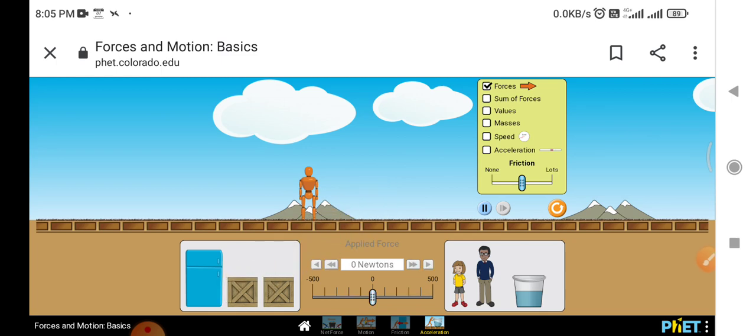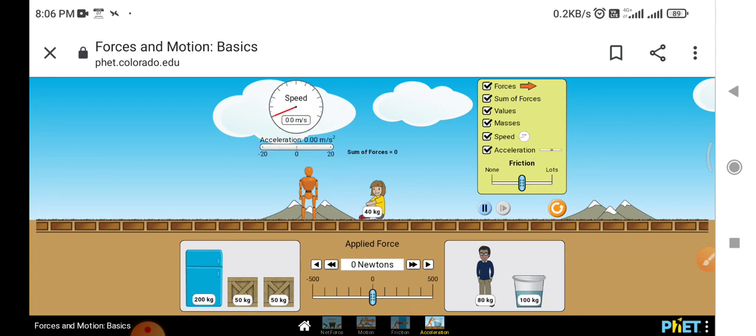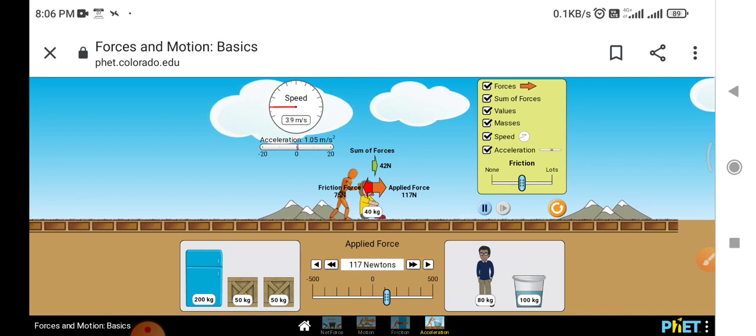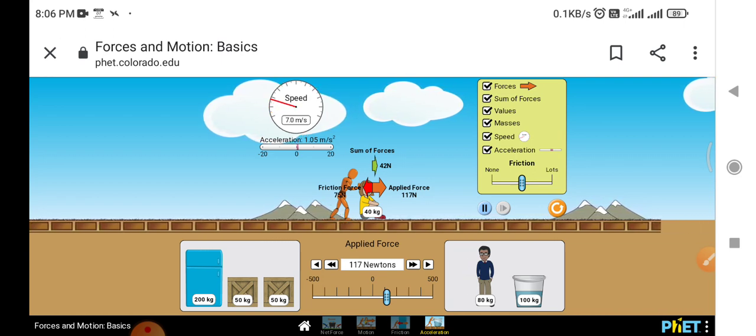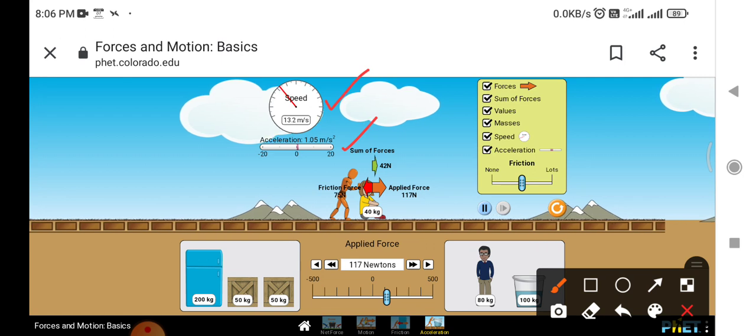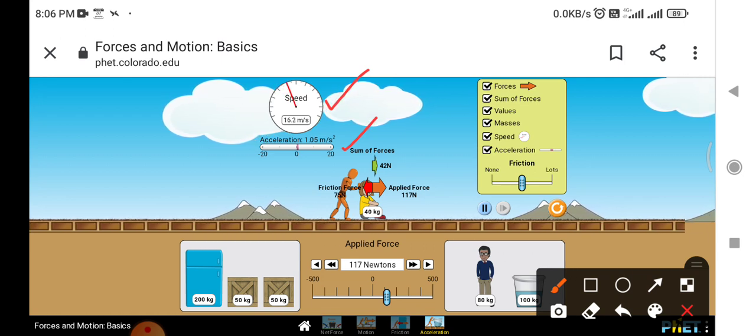We will choose only the 40 gram object. And everything we will choose here. Okay, if I apply the force. Now see, the applied force is greater than the frictional force, so the object is moving. See the value of the speed and acceleration here. The acceleration is 1.5 meters per second squared. The speed is continuously changing.